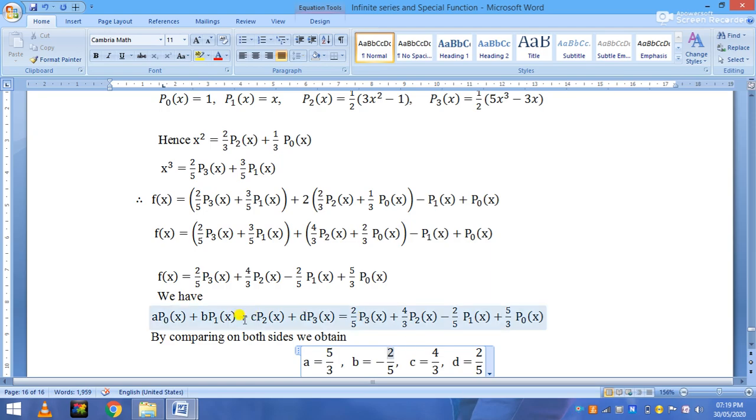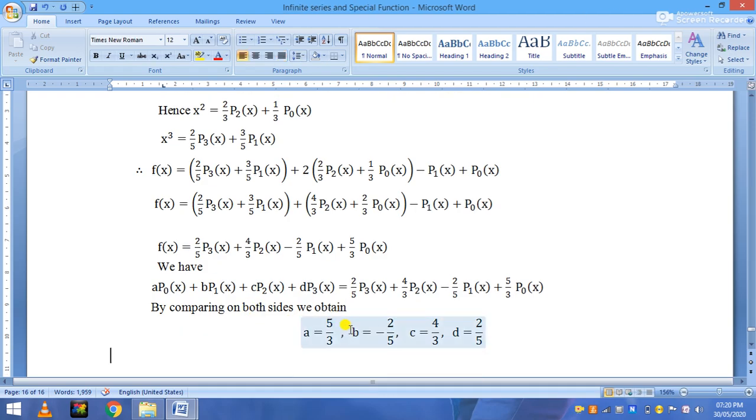So in the question we have a P0 of x plus b P1 of x plus c P2 of x plus d P3 of x. Then the a value goes with 5 by 3 P0 of x, b value with minus 2 by 5 P1 of x, c value with 4 by 3 P2 of x, and d value with 2 by 5 P3 of x. So it is in terms of a P0, b P1, c P2, d P3. Therefore, by comparing both, we write a is 5 by 3, b is minus 2 by 5, c is 4 by 3, d is 2 by 5.